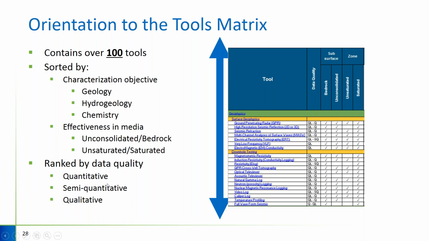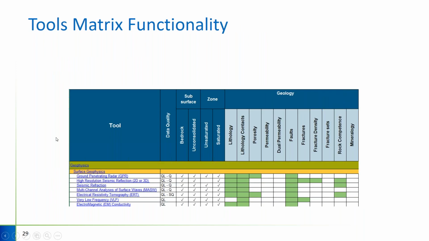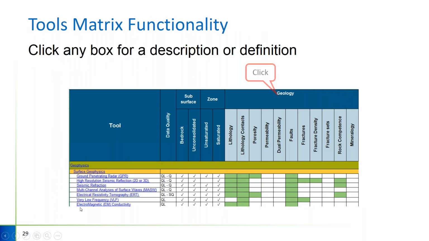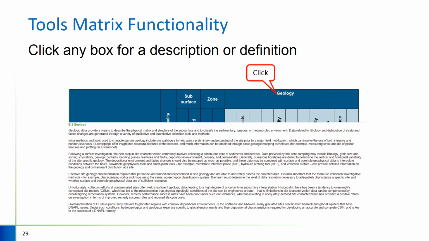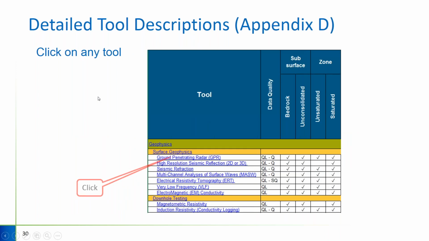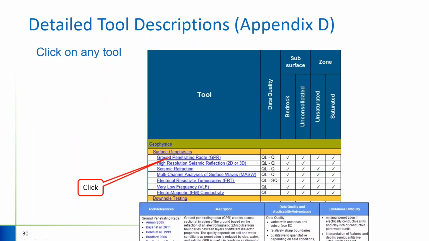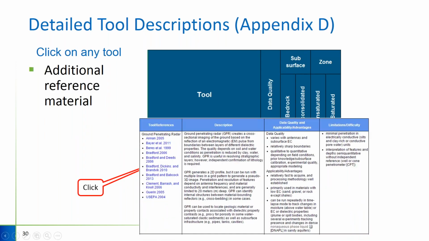So I really do suggest that you use some of these sortings to kind of break it down a little bit. So the way that you do that, first, any part of the tools table is clickable. So our team apparently came up with the definition of geology. So if you click on geology, this is what comes up, and it just describes what we mean by geology in this context. But the cool thing is you can click on any tool, and those are all hyperlinked to additional information. So here, for example, we have ground penetrating radar.